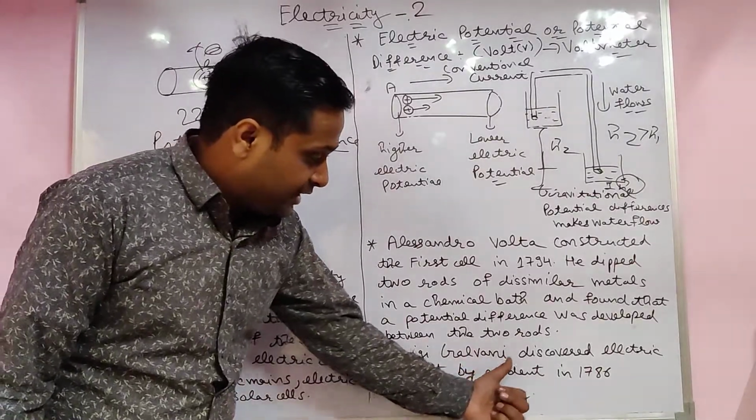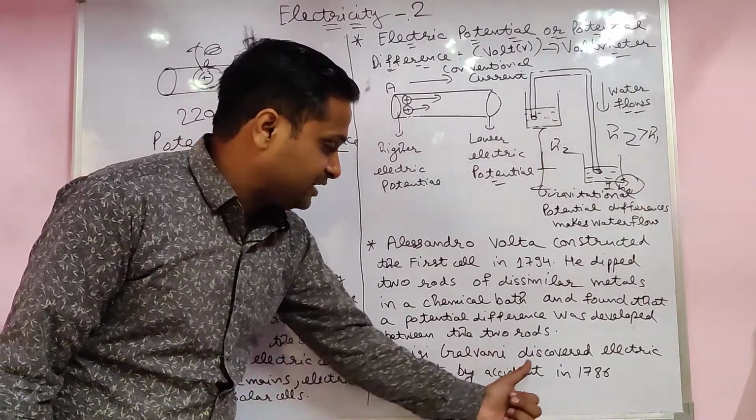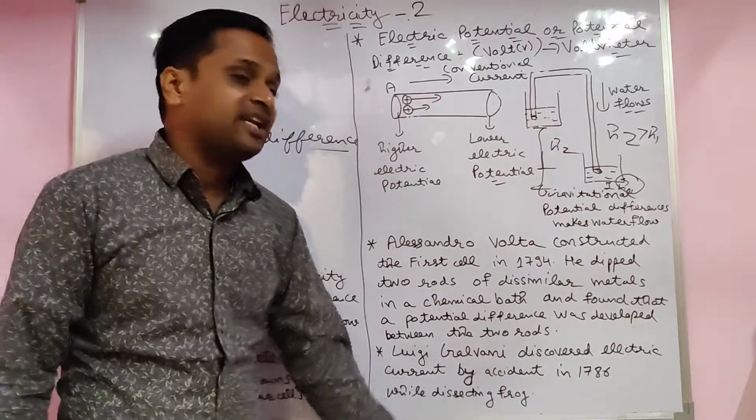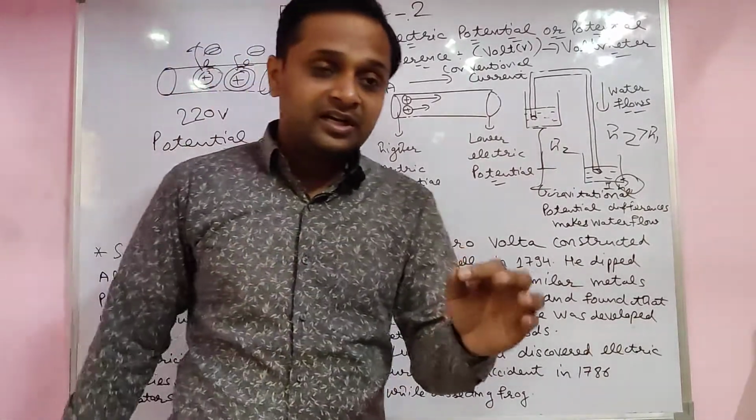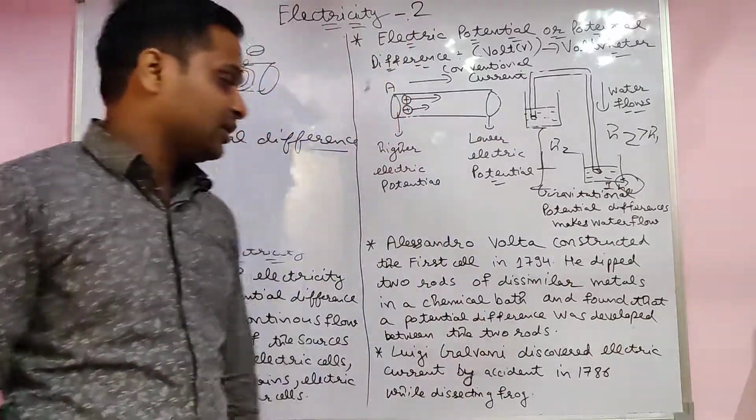Luigi Galvani discovered the electric current by accident in 1786 while dissecting a frog. When he dissected the frog, he discovered the electric current.